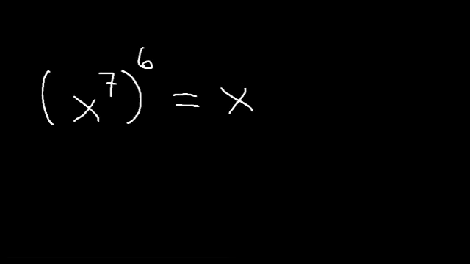Now what about when you raise one exponent to another exponent? What do you need to do? You need to multiply. This is 7 times 6, which is 42.